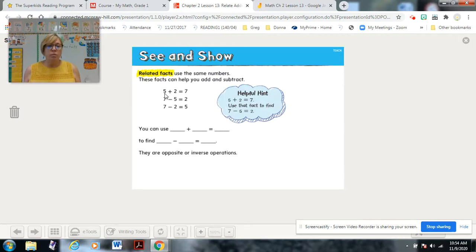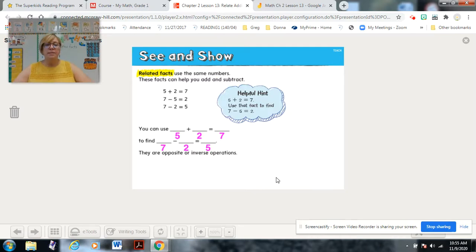So here you go. Now, they showed 5 plus 2 equals 7. And just like we were doing earlier, they showed us the 2 related subtraction number sentences. So right here it says you can use, and here you can put 5 plus 2 equals 7. And if you need to pause this to write it down, do that and come back. You can use 5 plus 2 equals 7 to find 7 minus 2 equals 5.